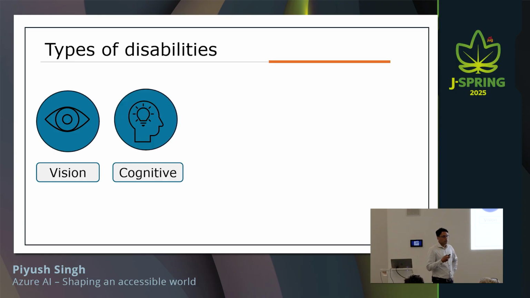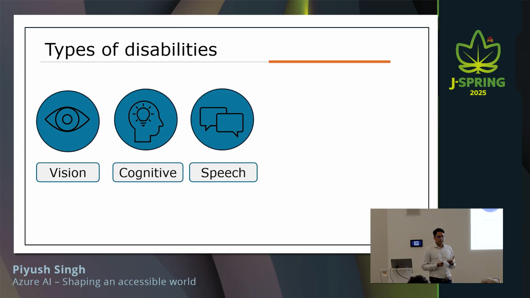Then you have cognitive disability, which is essentially people with autism, some sort of dyslexia. That's also a bit hard to recognize because most of the time it's not physically apparent. Then you have speech related, which essentially means a person is making sounds which are not recognizable by either other persons or a software.